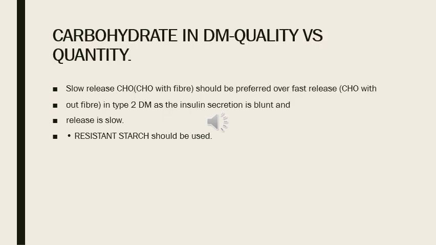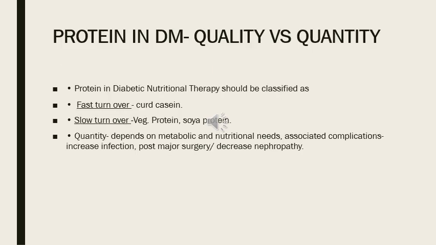When choosing carbohydrates, we should use those that are resistant and that release glucose slowly. Even for protein, it's better to use those with a slow turnover. However, the quantity depends on certain metabolic needs, as the protein should be increased in case of infection and post-major surgery, while decreased when patients have kidney complications like nephropathy.